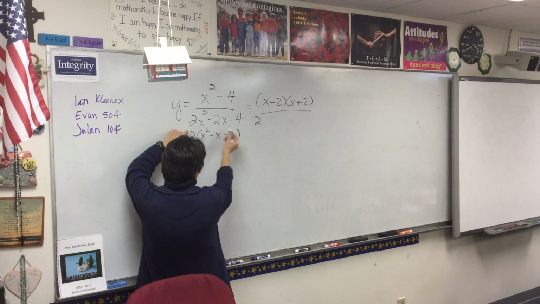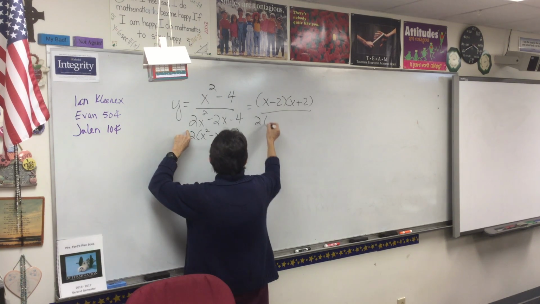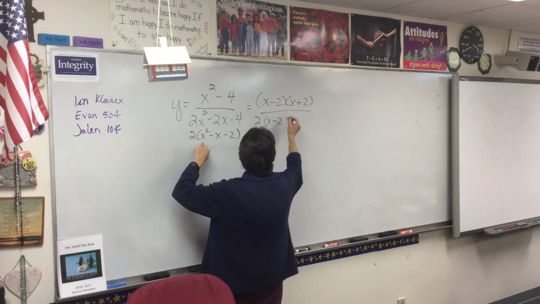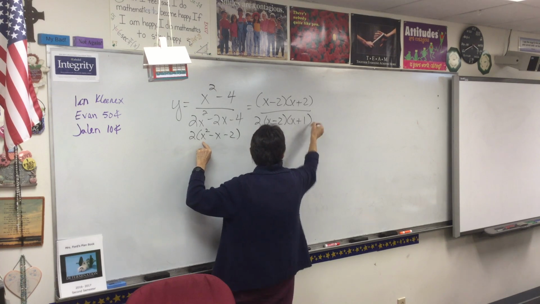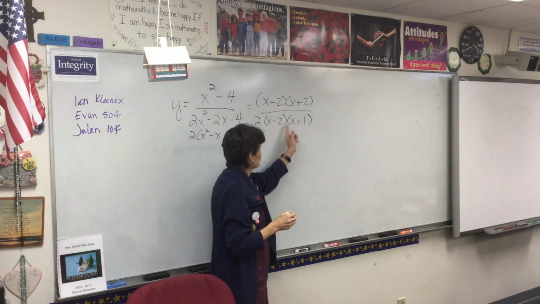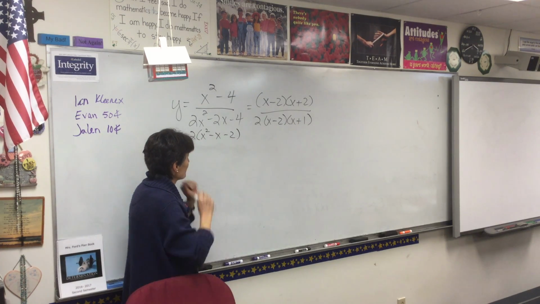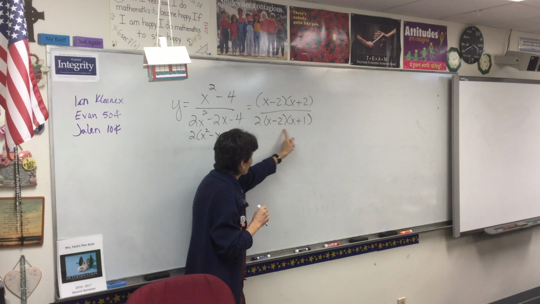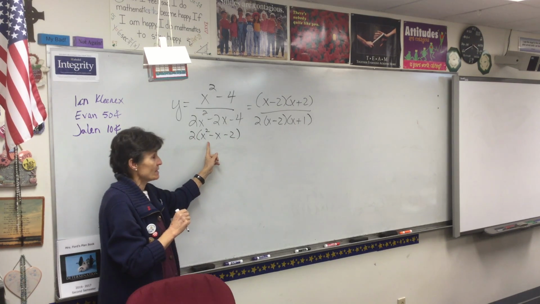And if we take a 2 out of the bottom, we're going to have our 2. And then what'd you say? X minus 2, x plus 1. And anytime I factor, I do a quick little check in my head or on the paper to make sure that when I FOIL it, this is indeed what I get.